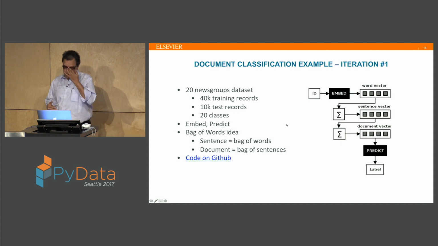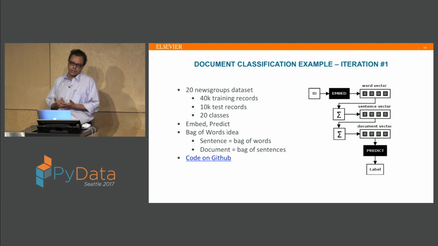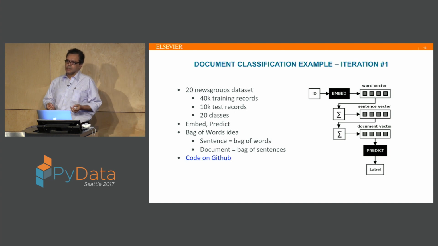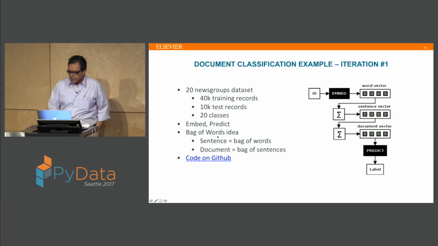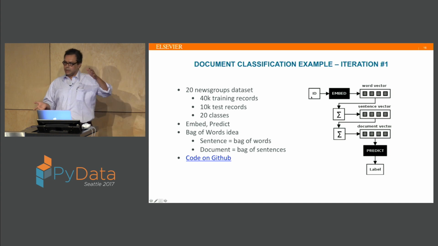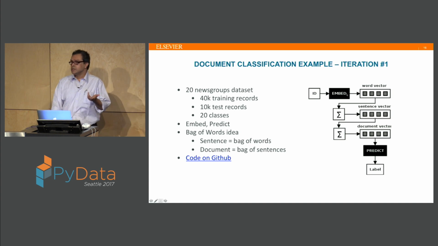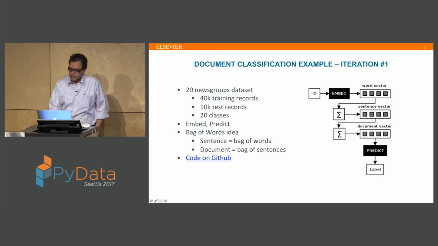So I tried various subsets of this four-step procedure. My first step was embed and predict initially. Essentially, this is the bag of words idea. So I treat a sentence as a bag of words and a document as a bag of sentences, right? So what I do is I tokenize the text, and then I create my vocabulary. And for each word, I do my embedding. I use GloVe here as my third-party embedding. And then I get my GloVe word vector, right?